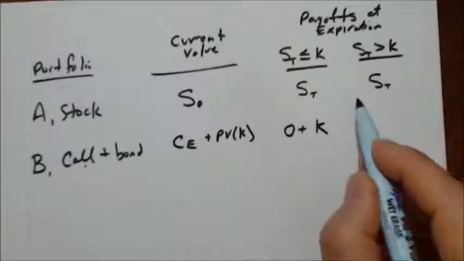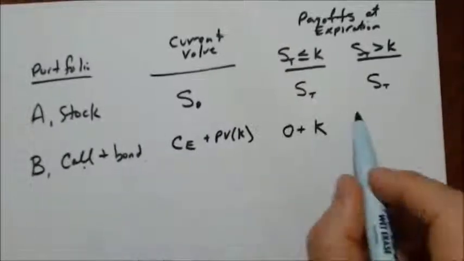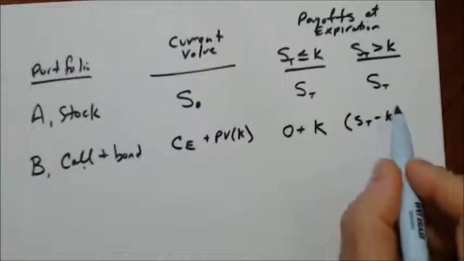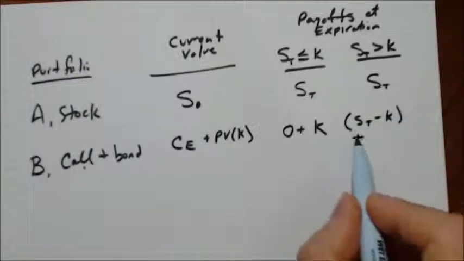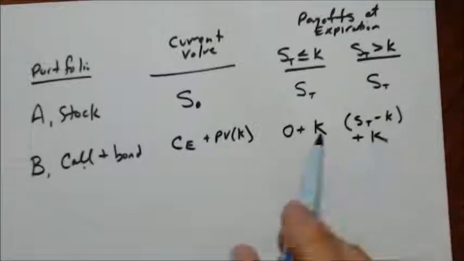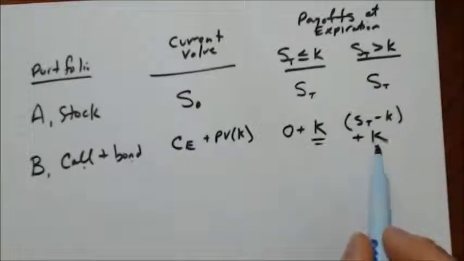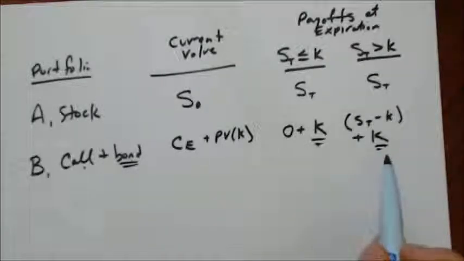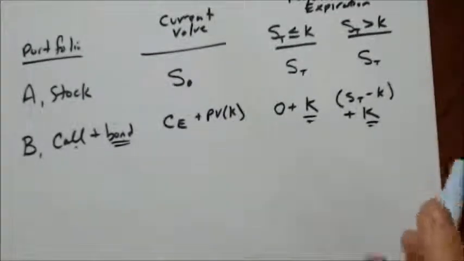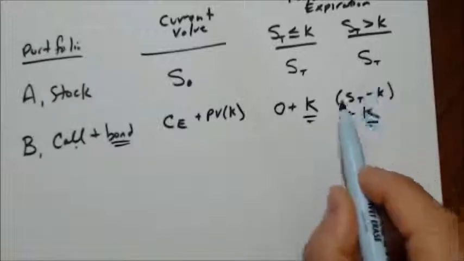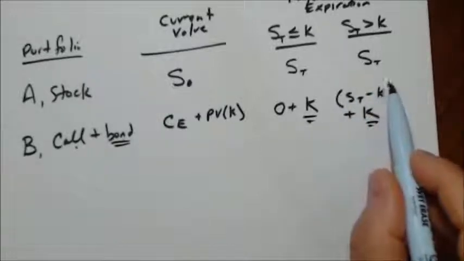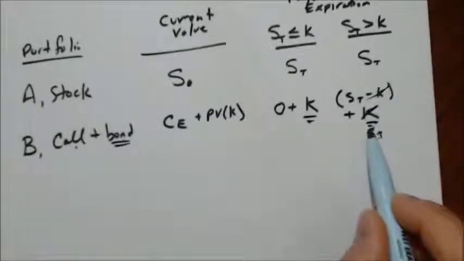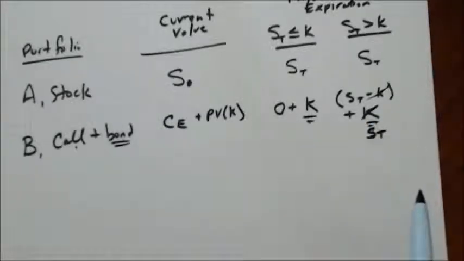Now, when the stock is in the money, the call is going to be worth ST minus K plus that bond. That bond happens no matter what. You see that bond here? It's going to pay off K no matter what, because the bond matures for K. Now, this whole term ends up to be ST, because the K's cancel.